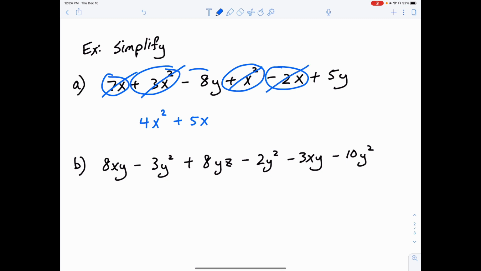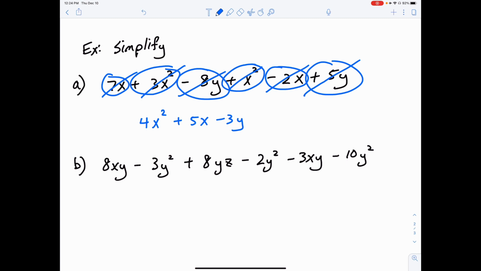And the last one here, we have negative 8y plus 5y. So negative 8 plus 5 gives us minus 3y. And there you go. Once everything is crossed out, then you should be done and have the correct answer. Do be careful about adding and subtracting integers. If you do struggle with that, there will be a video linked at the end of this one here.